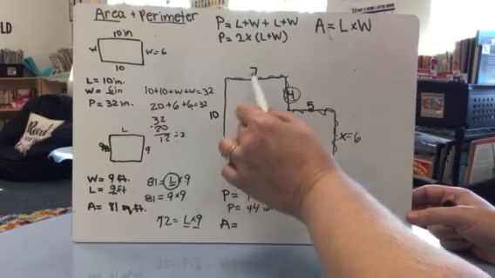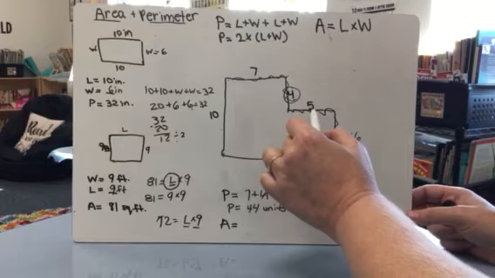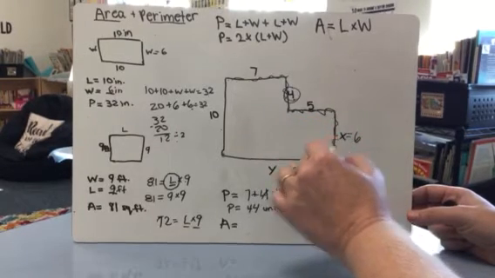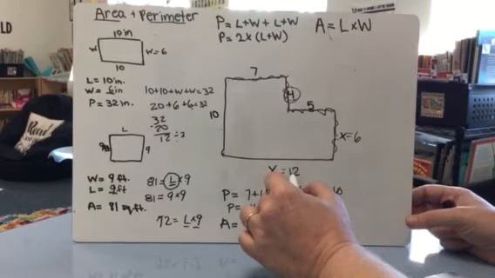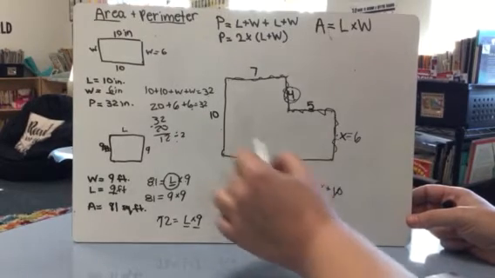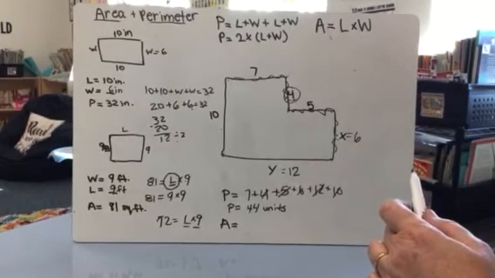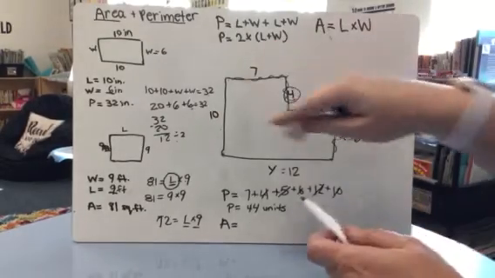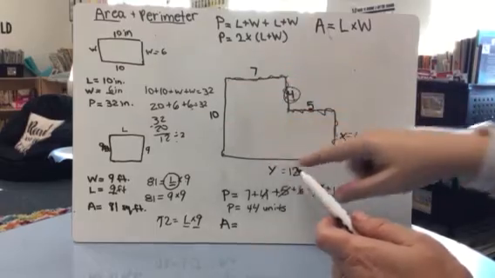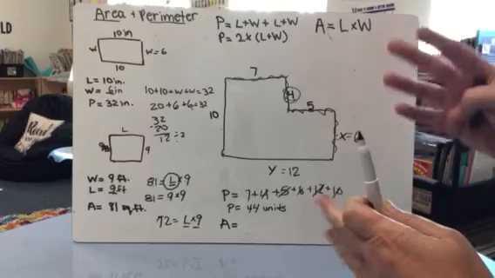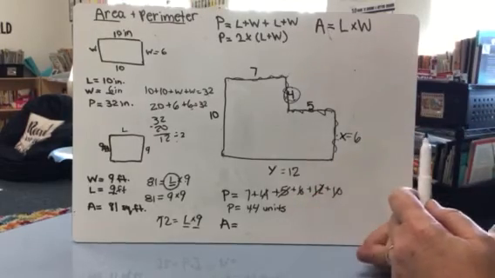If I go all the way around, 7 plus 4 is 11. Plus 5, 16, plus 6 is 22, plus 12 is 34, plus 10 is 44 units. Always good to double check it a couple different ways. So my perimeter all the way around, if I wanted to buy a fence for this shaped yard, I would buy 44 yards, feet, whatever your unit is of fencing.